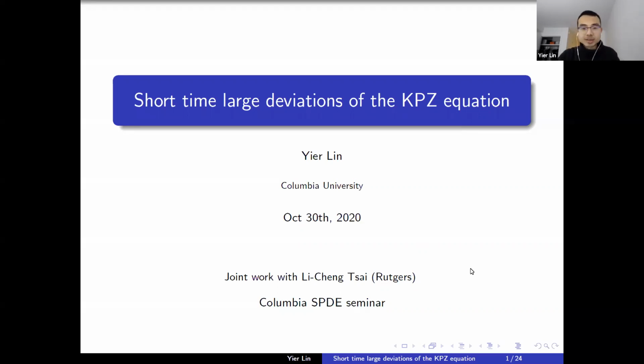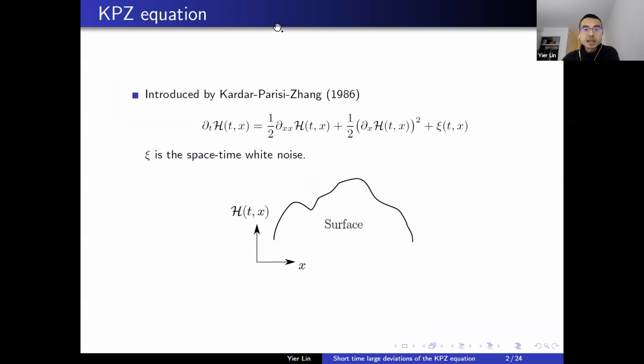So let's just start. What is the KPZ equation? Introduced by Kardar, Parisi and Zhang in 1986, it's a nonlinear stochastic PDE given by the following form, with ξ being the space-time white noise. It's a very nice model for random interface growth, where you can view H as the height function of some random growing surface, where T represents the time and X represents the location. X is one dimension.